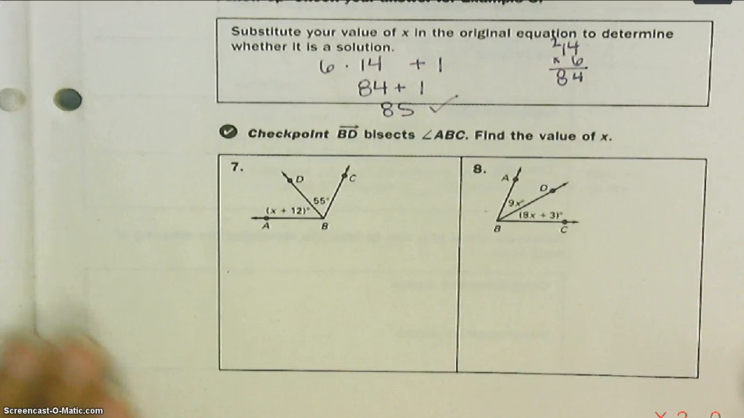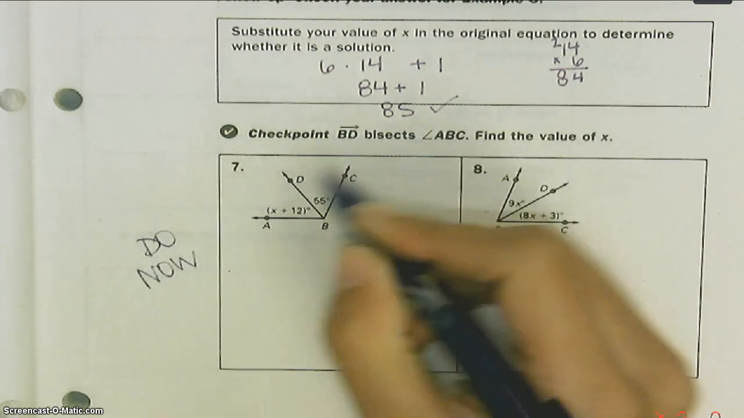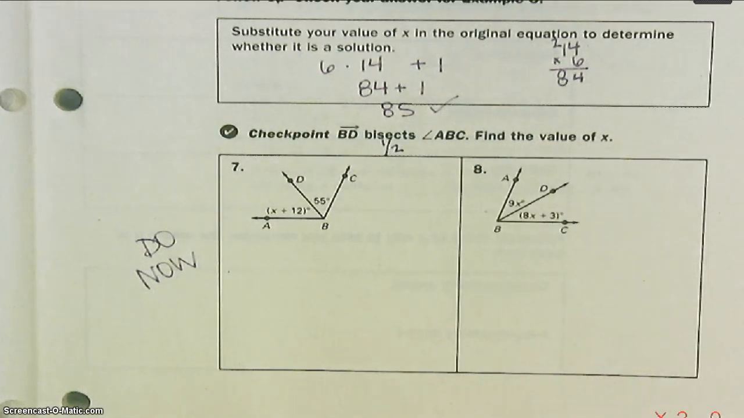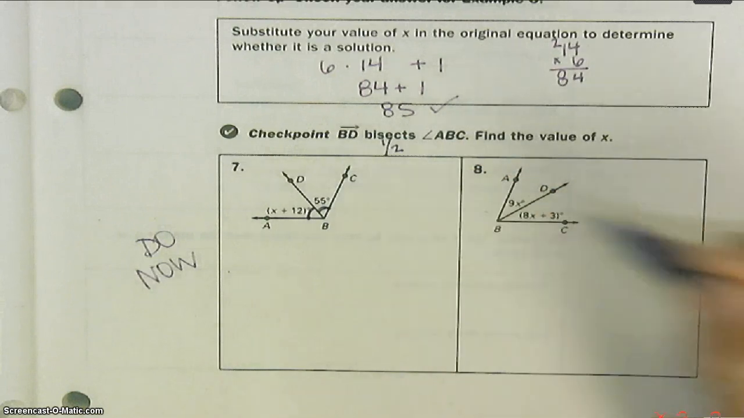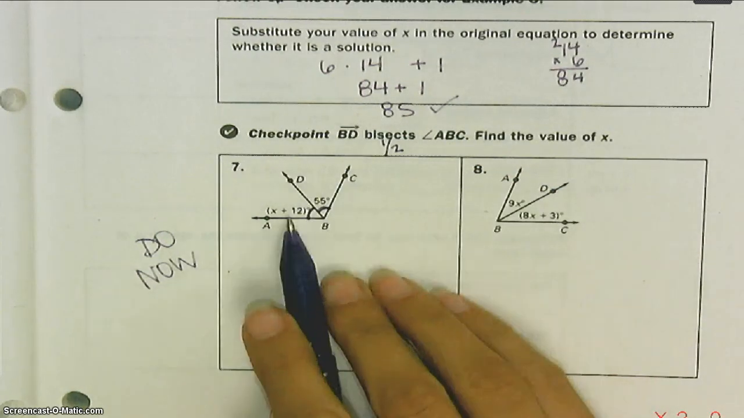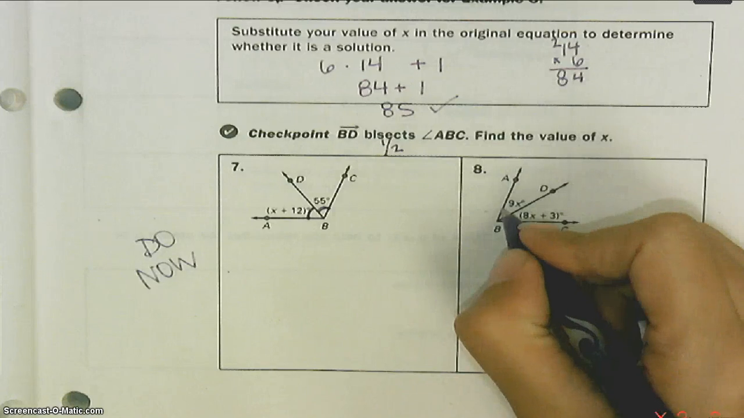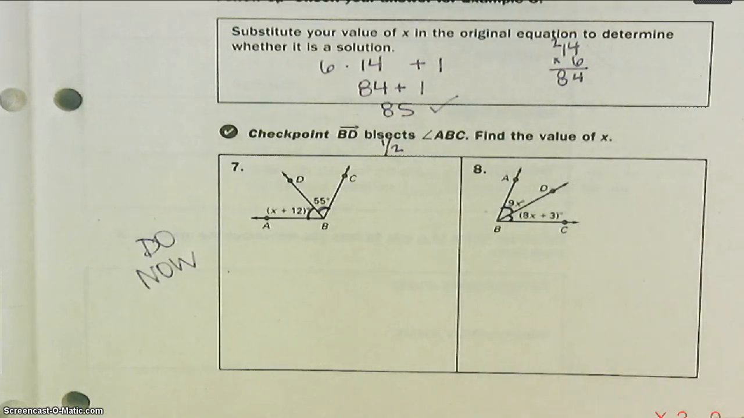So now you have the checkpoints. Do these now. Remember, bisect means to cut in half. So you have 2 equal halves. This half is equal to that half. So I'm going to set this equal to that and solve. Same thing over here. This half is equal to this half. So set them equal and solve.